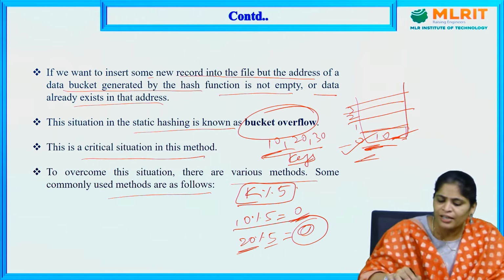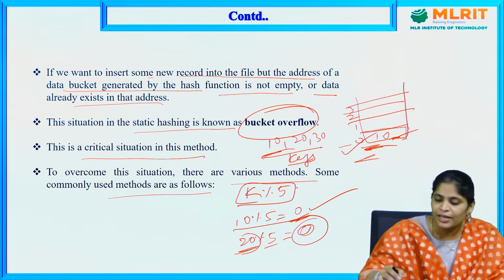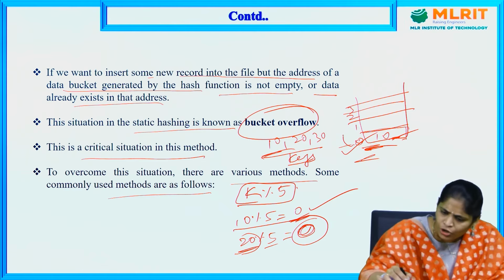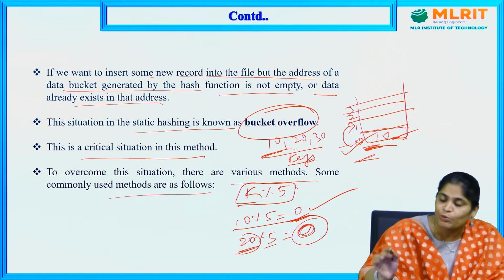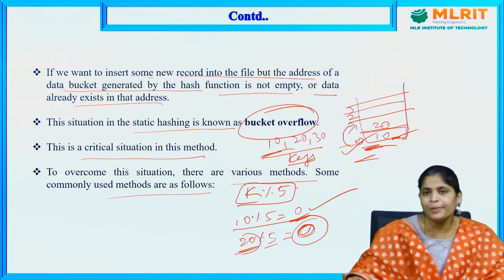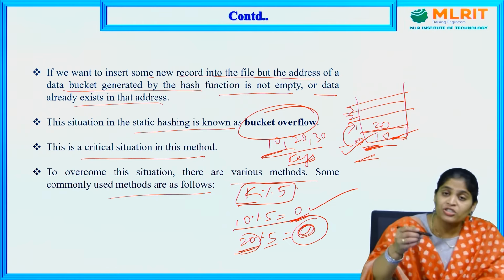See, 10, the first element, has been inserted successfully. What is the second element? 20. Here, see, it also generates the address 0. Right. So it will automatically go and search for the next block, whether the next block is free or not. If it is free, then the record will be placed here. So in a linear manner, it will check.